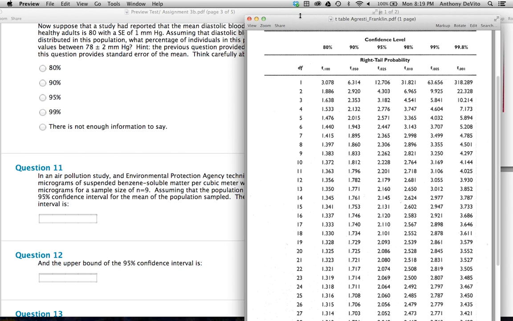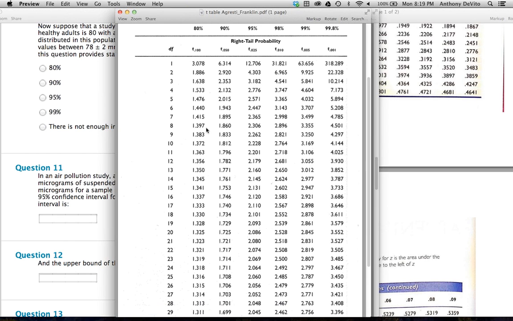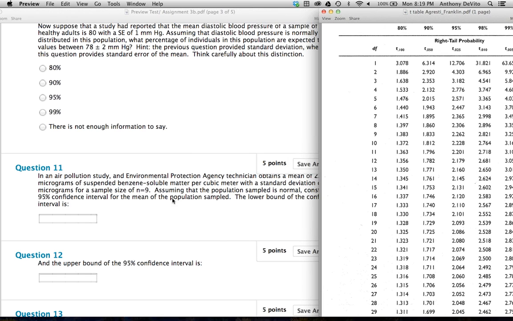Okay, in our t table, here's our t table. For 5% error, 5% alpha, in other words, 95% certainty, right-tailed and left-tailed each is 0.025. You add them together, you get your 5% for your 95% confidence interval. 8 degrees of freedom, so 2.306. So it would be 2.306 times our 0.66.